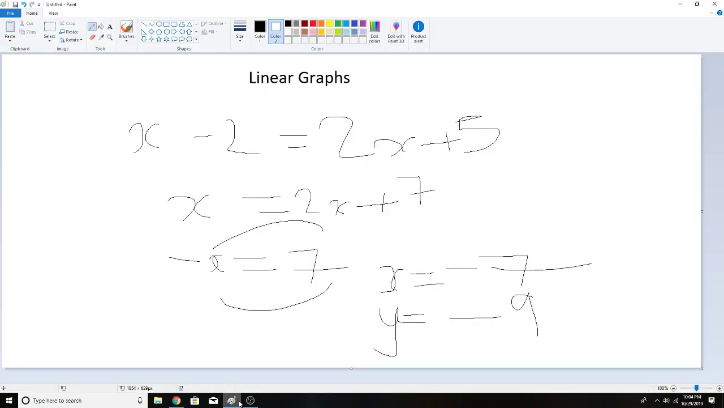And there you have it. That was quite simple for a linear equation, but that's the basic principle. I hope it's been useful. I'm going to try and do some more videos that will be helpful.